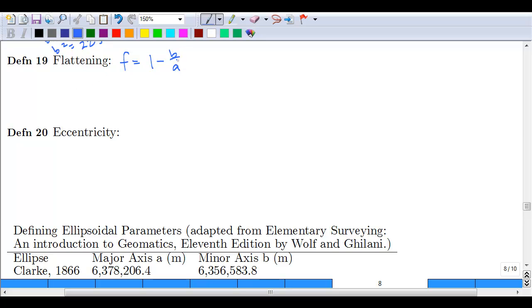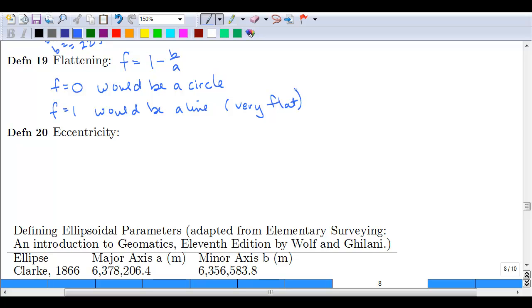You can see as b and a get closer and closer together, you get more and more circular, so you end up with essentially 1 here, and 1 minus 1 would be 0. So f equals 0 would be a circle, and the highest you can get really is 1, so f equals 1 would actually end up being a line. It would be so flat. Again, b would be getting very small compared to a.